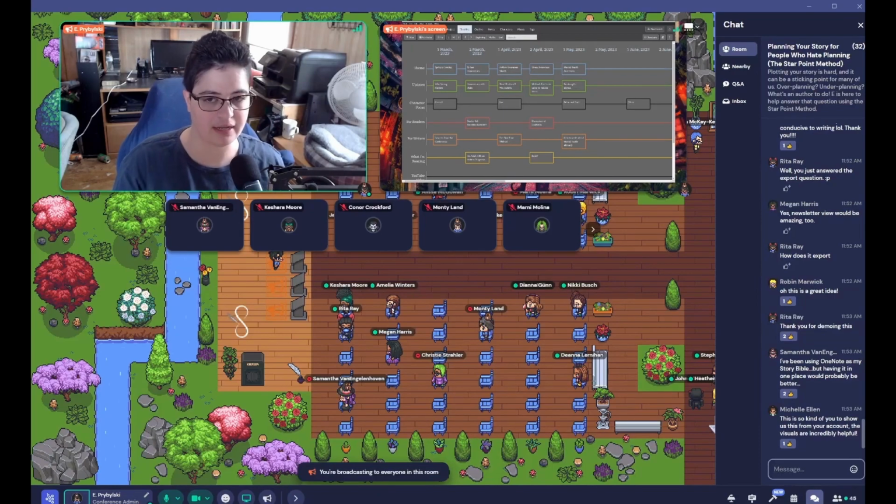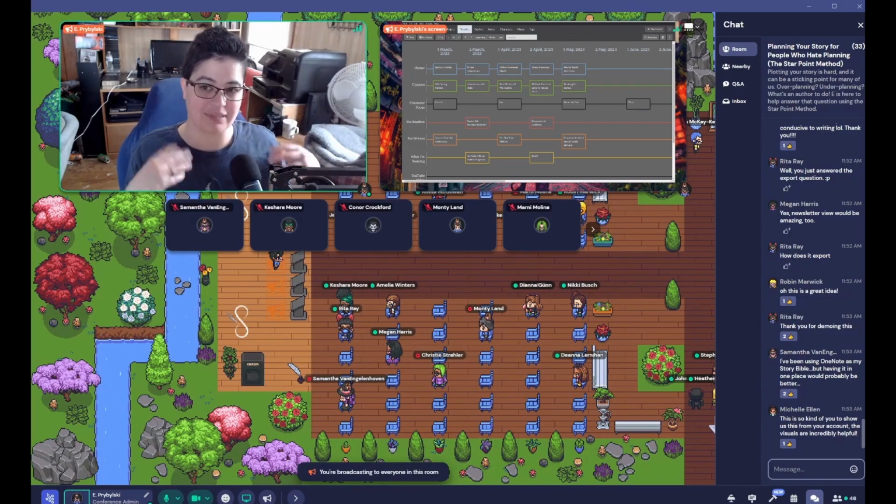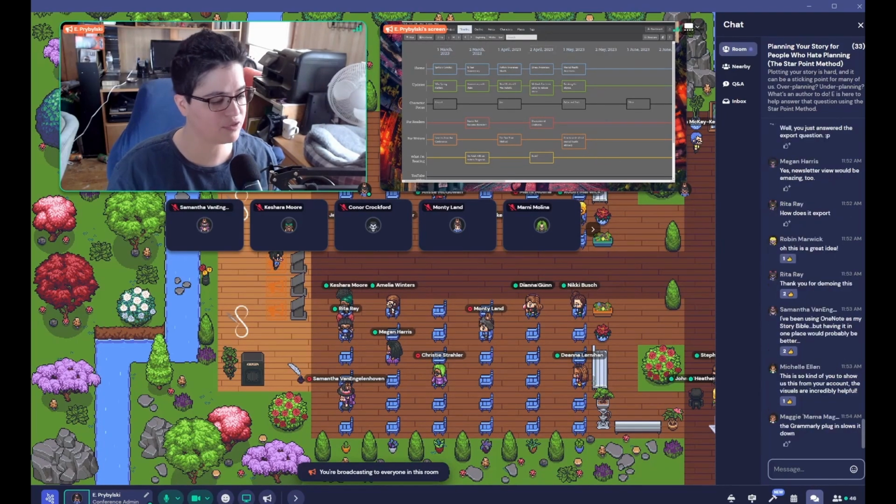OneNote is an excellent option for series Bibles. I love it. And yeah, I have no problems showing stuff. Like, I kind of skip through some of the spoilery things because I would like people to read my books, but so there's that. But yeah, the visual in this, I have nothing but amazing things to say about Plotter.